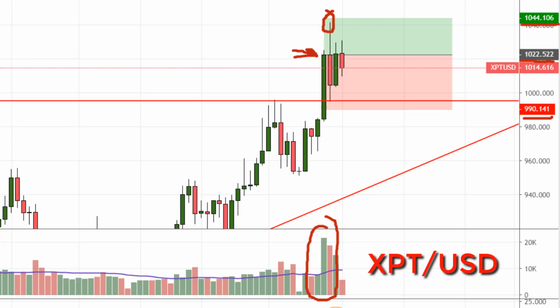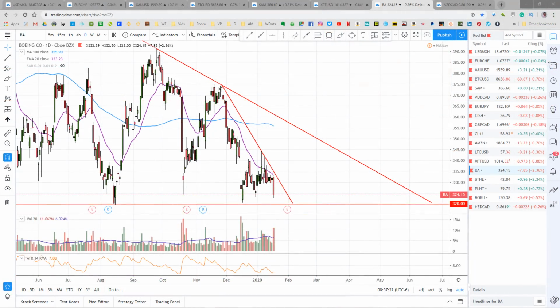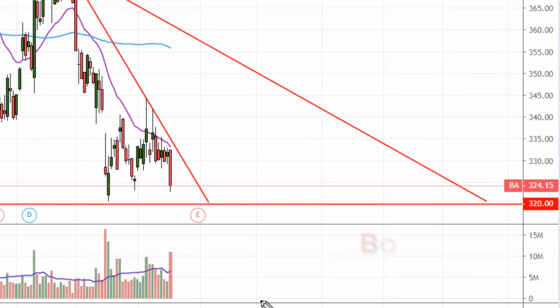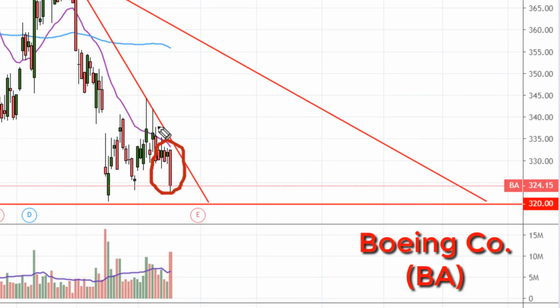On Thursday, but no cigar. Still waiting for it to hit. And Boeing Inc., these poor guys just can't catch a break, can they? They had a huge down day on Friday. Again, close to twice the average volume. We are looking to sell a close below 320, so keep an eye on this one.